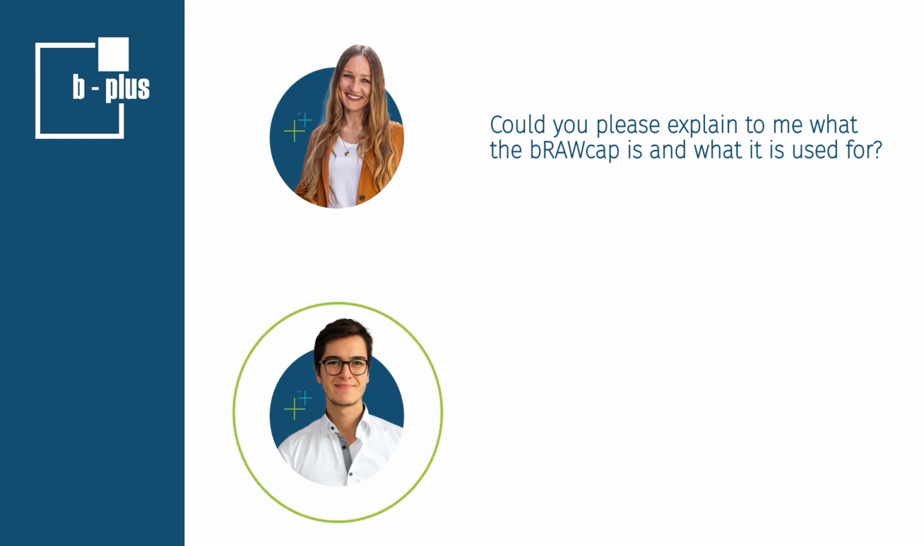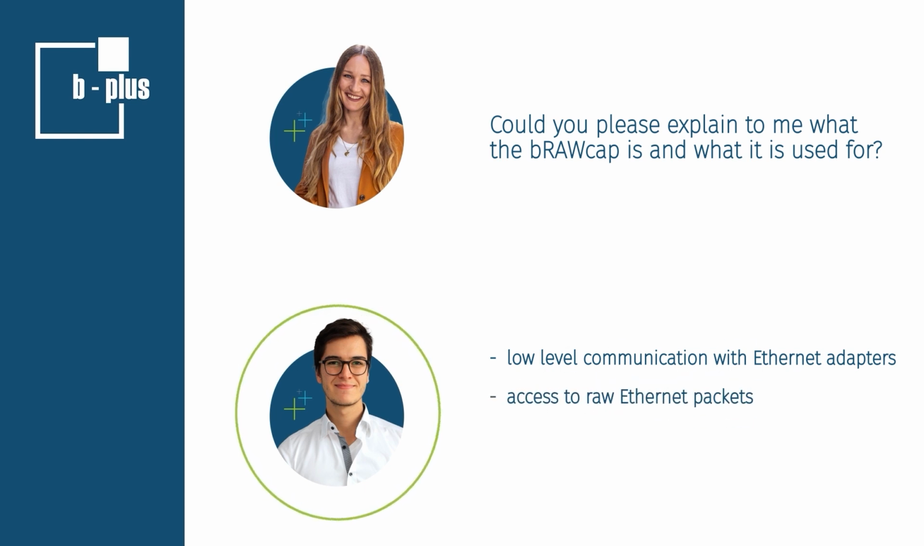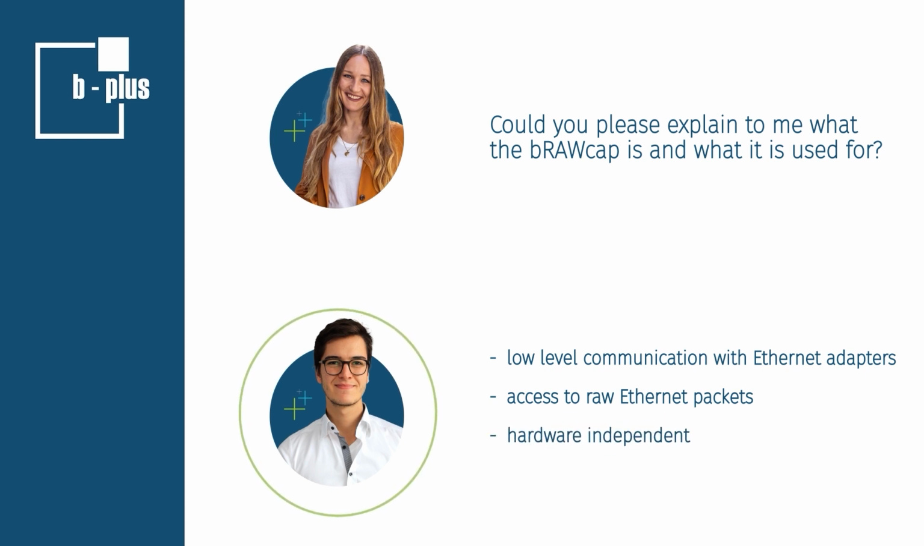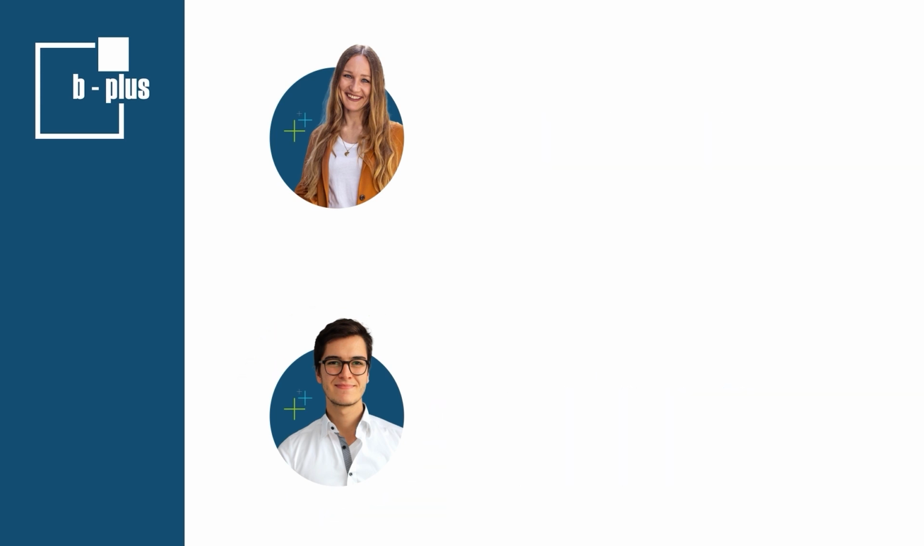Hello, everyone. I'm happy to introduce you to bRAWcap. bRAWcap can be used for low-level communication with Ethernet adapters. So you have access to raw Ethernet packets on Windows machines. bRAWcap is hardware independent and optimized for performance. Therefore, you can use it for 10 gigabit Ethernet, for example.